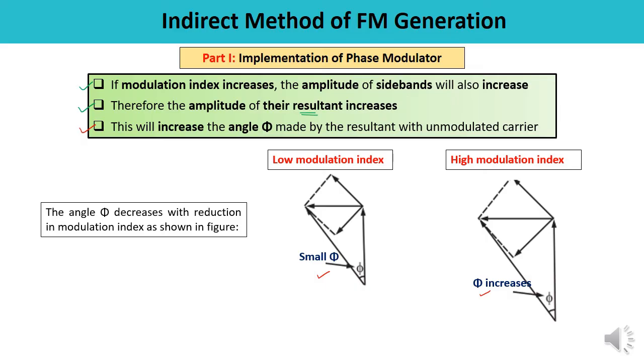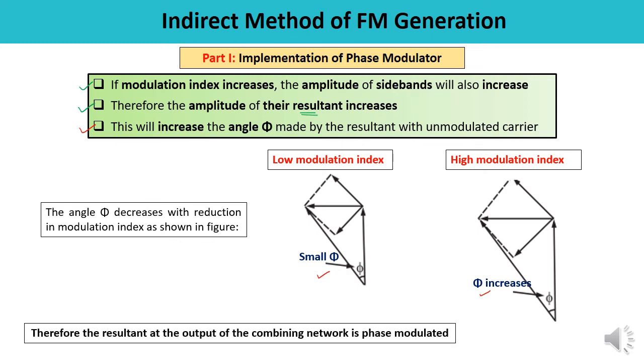So it means angle phi decreases with reduction in modulation index, and you can draw the resultant one. Here you can state that the resultant at the output of the combining network is the phase modulated wave. It means the block diagram operates as a phase modulator, which we have discussed recently.